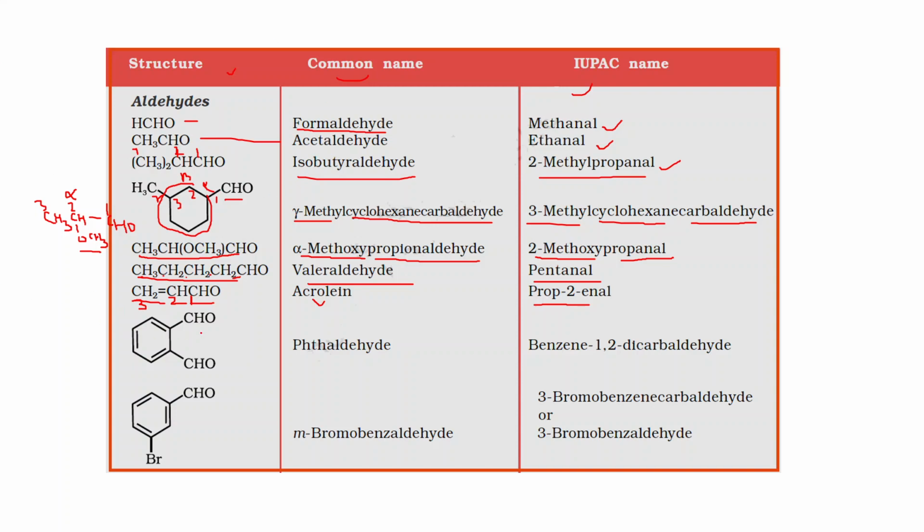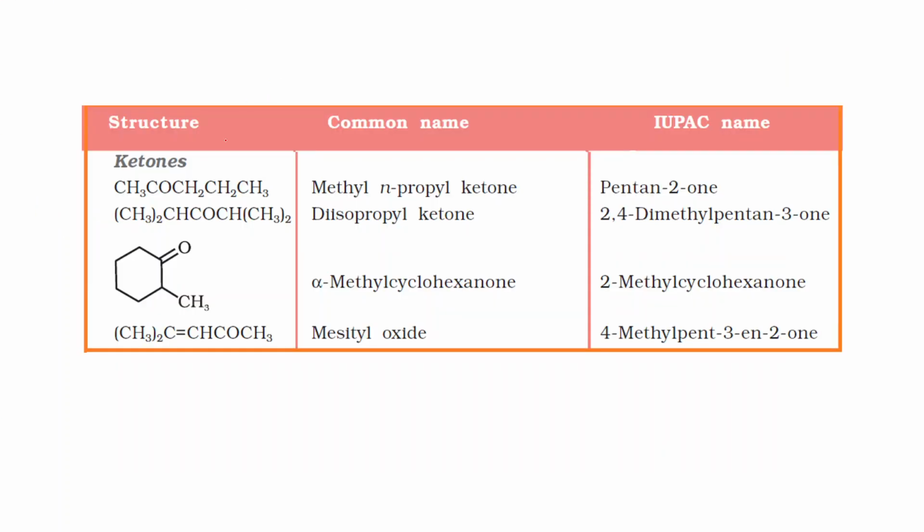Now when the benzene ring contains 2 CHO groups at the adjacent position, that is at the ortho position, this is known as phthalaldehyde. Okay, phthalaldehyde. Clear? Phthalaldehyde. And IUPAC name is benzene 1,2-dicarbaldehyde. Now in this situation, this is metabromobenzaldehyde, and in IUPAC name, it may be written in two ways: 3-bromobenzene carbaldehyde or 3-bromobenzaldehyde.